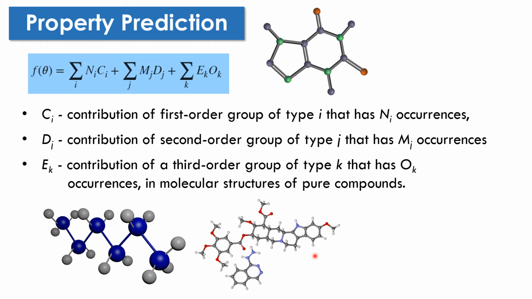Okay, so this is the model. For the contributions C, D, and E, we can get them from the parameter table, which I will provide to you, or you can also get them from the journal. For N, M, and O, this is of course based on the molecules. From the molecule itself, you can identify how many occurrences each group has.